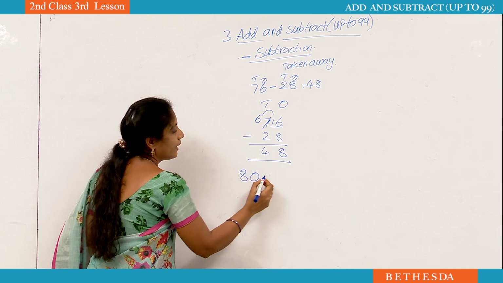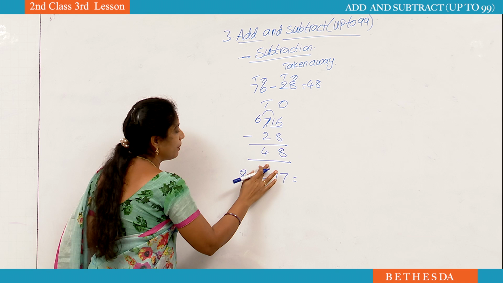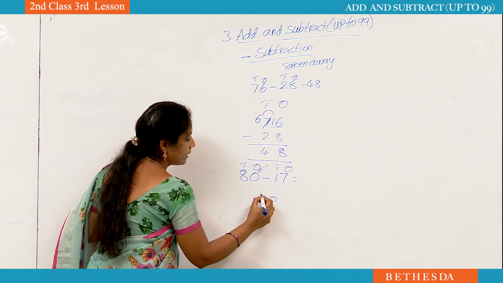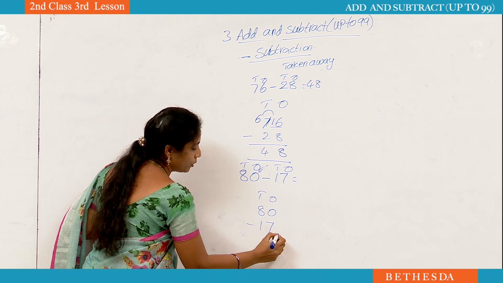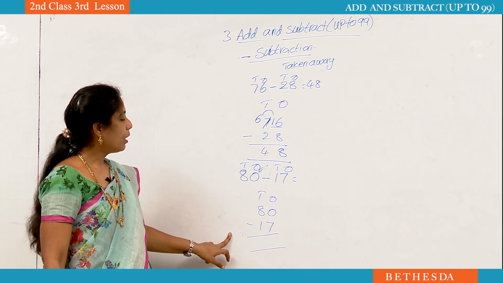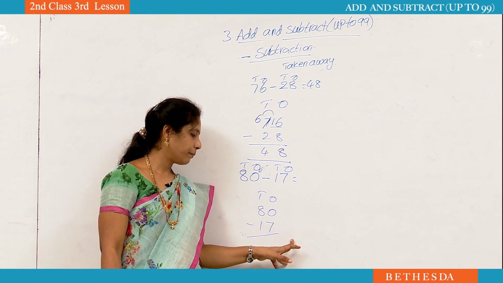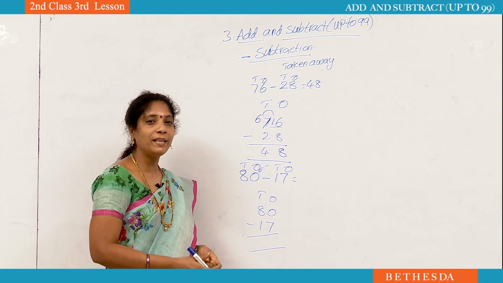Listen carefully. 80 minus 17. Arrange those numbers in column method. Ones, tens. 80, 17. Do subtraction. What is the sign? Minus means we should do subtraction. While we are doing subtraction, we have to start from the ones place. What are the ones place numbers? 0, 7. 0 minus 7.